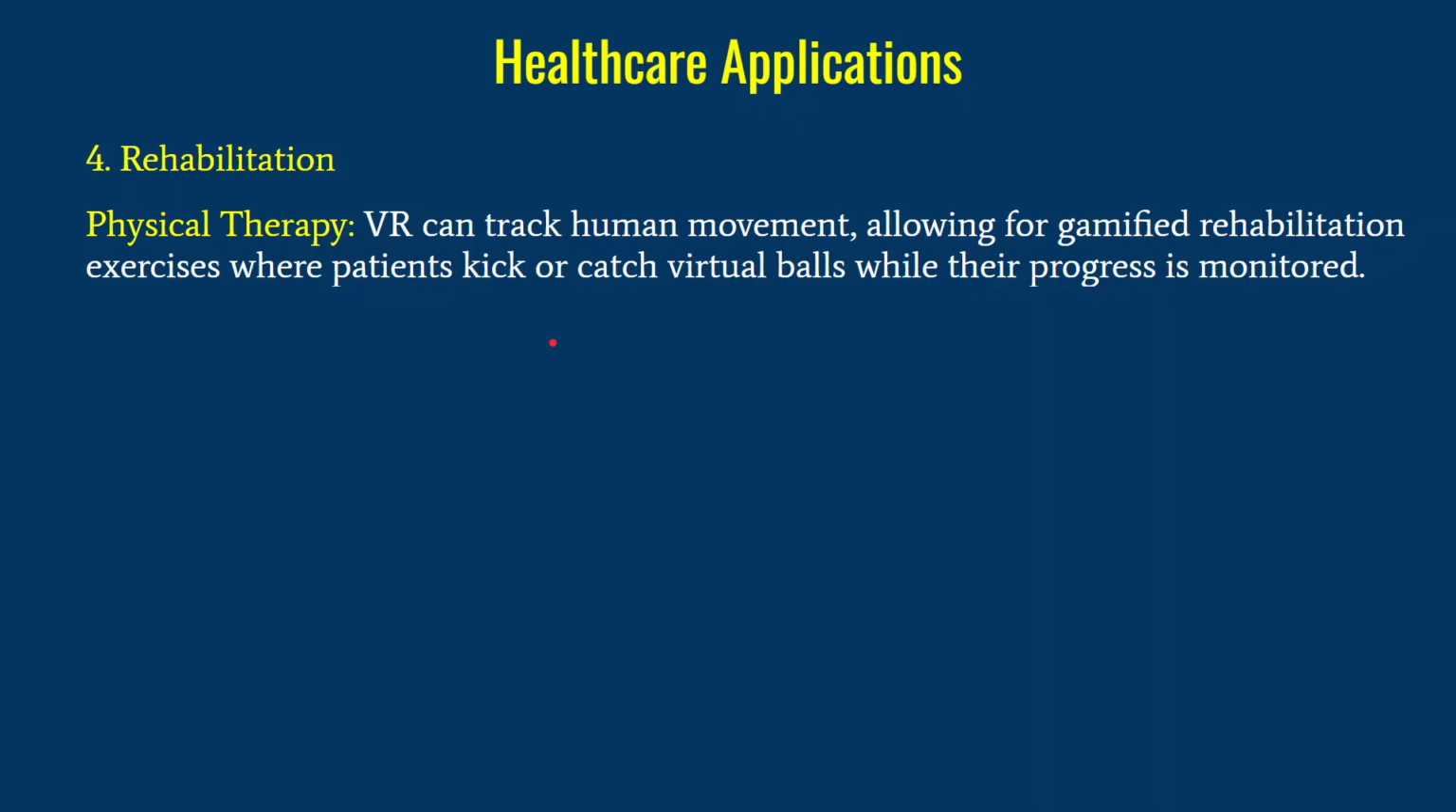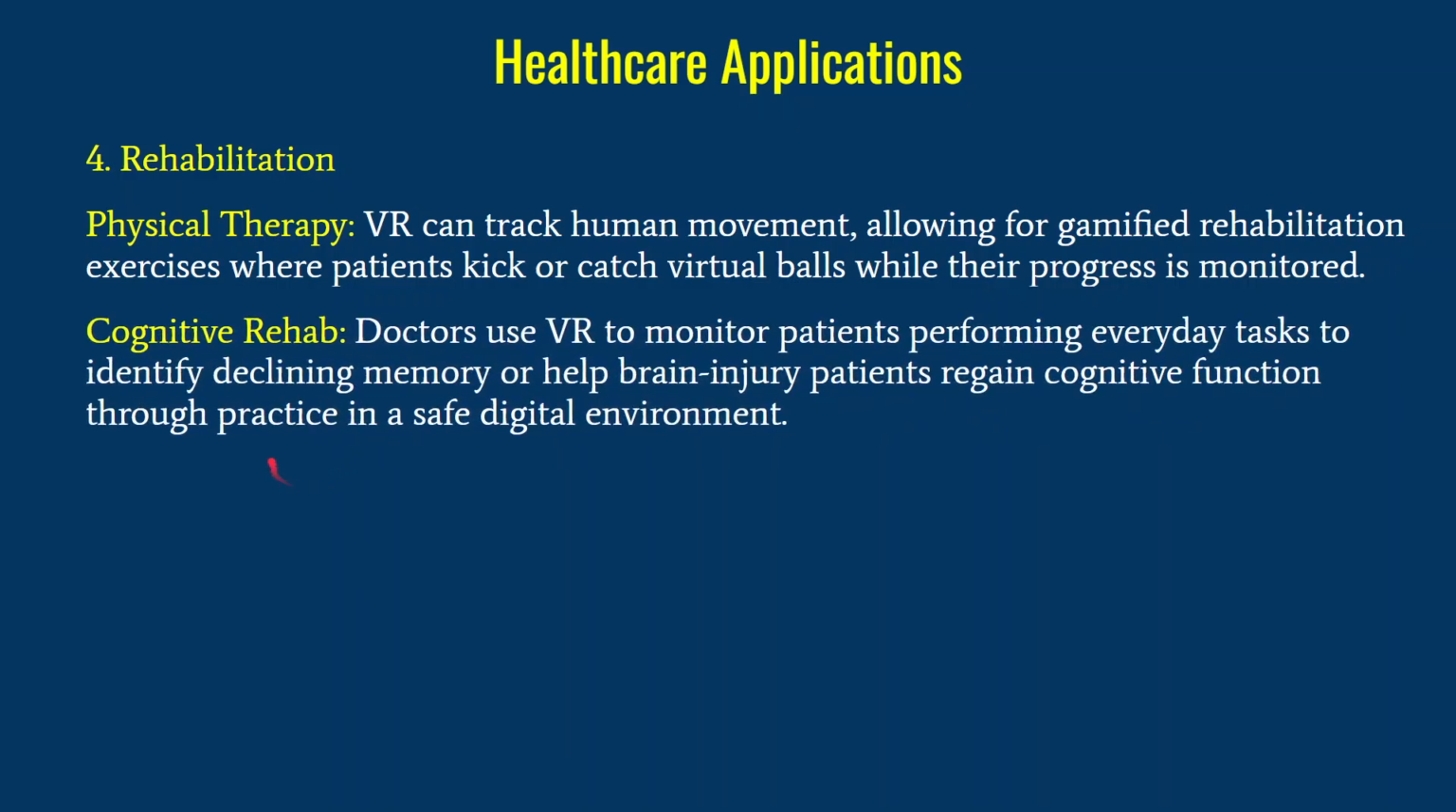The progress is monitored. Okay, so how well they are after their operation, or how well they are able to move their arms and legs after some surgery. That is physical therapy. And next is cognitive rehab. Here cognitive is all about the brain and the nervous system.